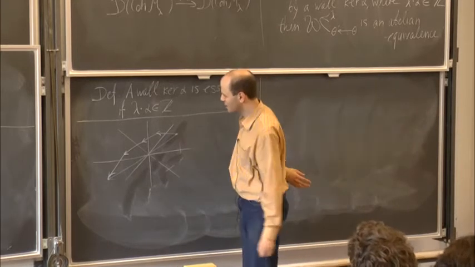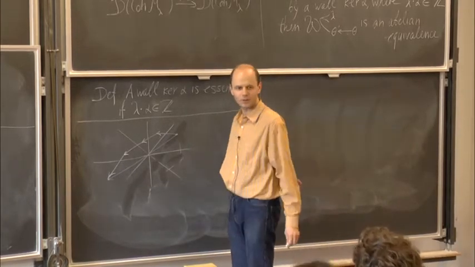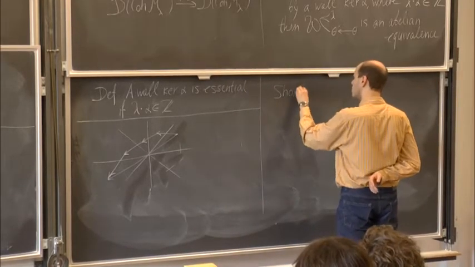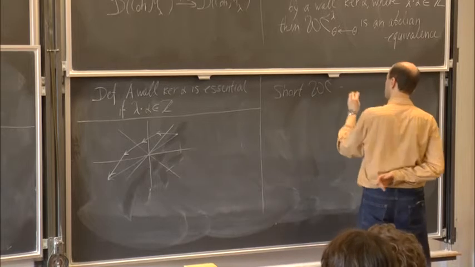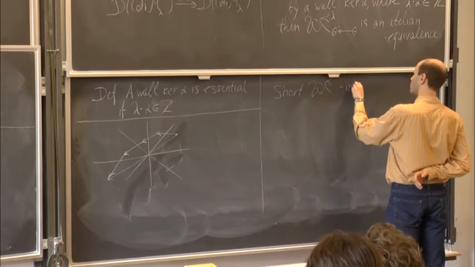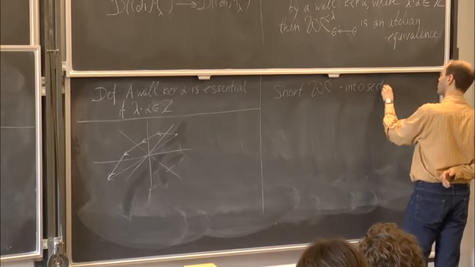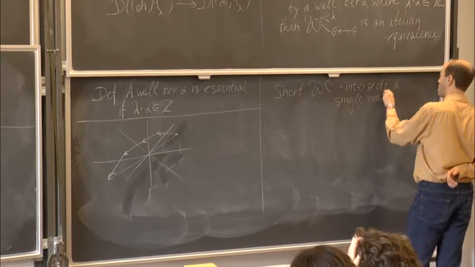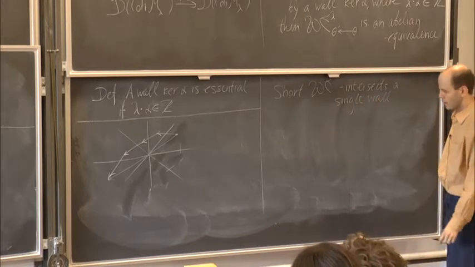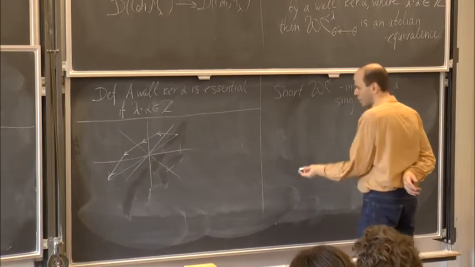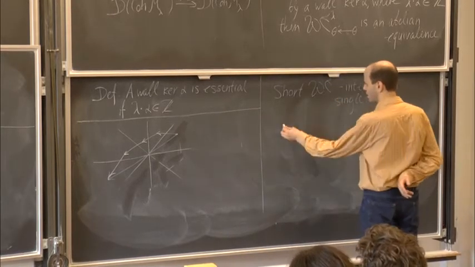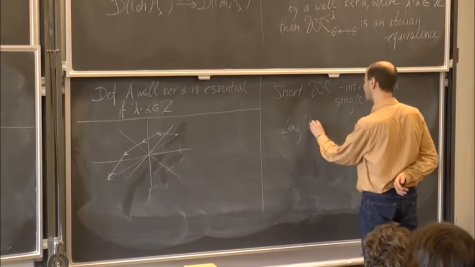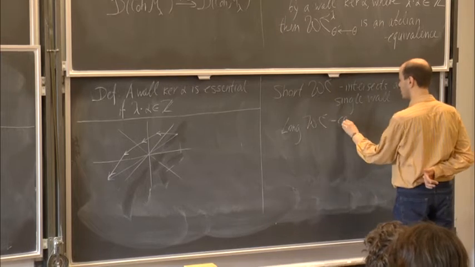And meanwhile, we are going to decompose the long wall crossing function into a composition of short ones. So a short wall crossing function is just the guy who intersects a single wall. And so I have the long WC, the composition of short ones.